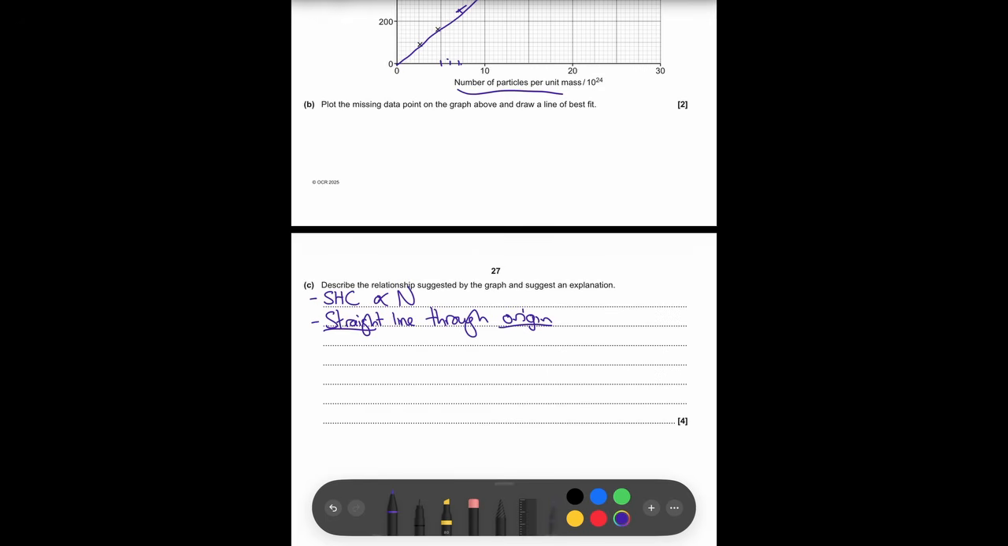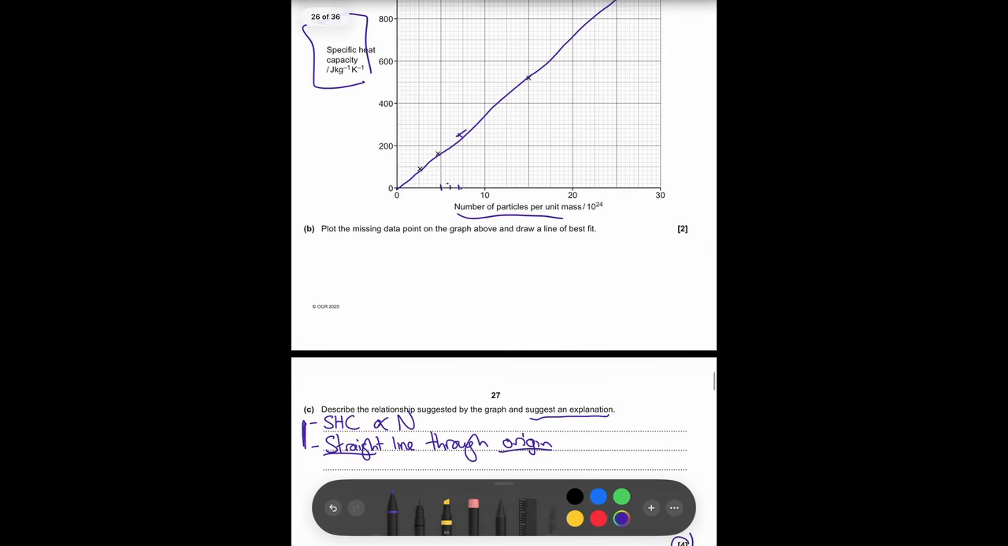It's got to be both of those things to be proportional. Okay, now it's a 4-mark question. Is that going to be 4 marks? Obviously not. I've only said 2 things. So what do I need to do? I need to suggest an explanation. So really I've just described it here. So what's the reason that could be the case?